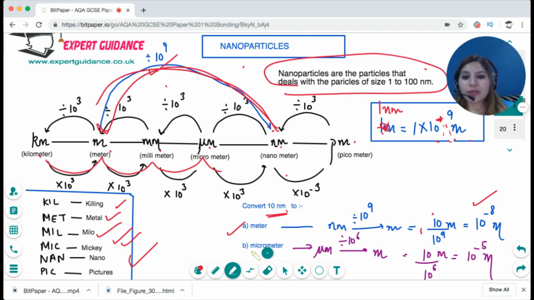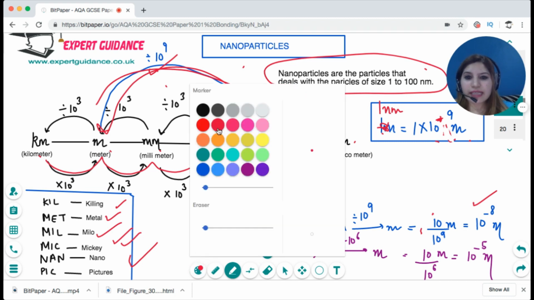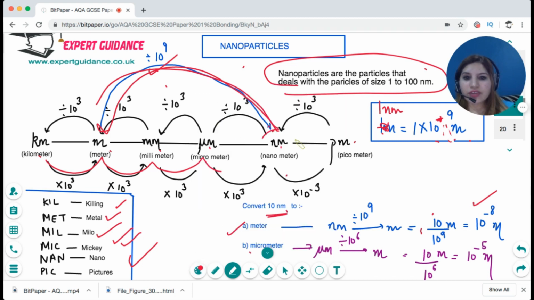Convert 10 nanometer to micrometer. So now let's see how you do that. 10 nanometer is here, micrometer is here. They both have divided by 1000, 10 nanometer to micrometer. So this is 10 nanometer, this is millimeter. So if you are converting 10 nanometer to a millimeter, you divide it by 10 to the power 6. So that becomes 10 power minus 5 meters. So I hope this is clear to you.